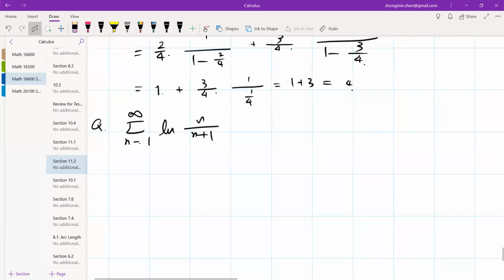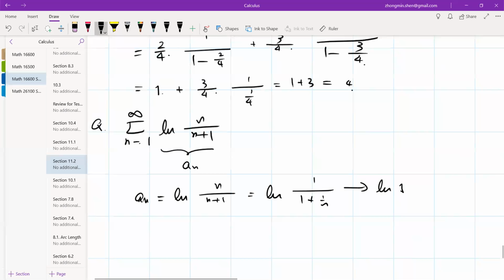All right, so now this is a question. Natural log of n over n plus 1, right? This is a_n. Question number 1: is a_n converging to 0 or not? a_n equals natural log of n over n plus 1. That's going to be natural log of 1 over 1 plus 1 over n. This approaches natural log of 1, which is 0. All right. So you cannot use this to prove the series is convergent or divergent.